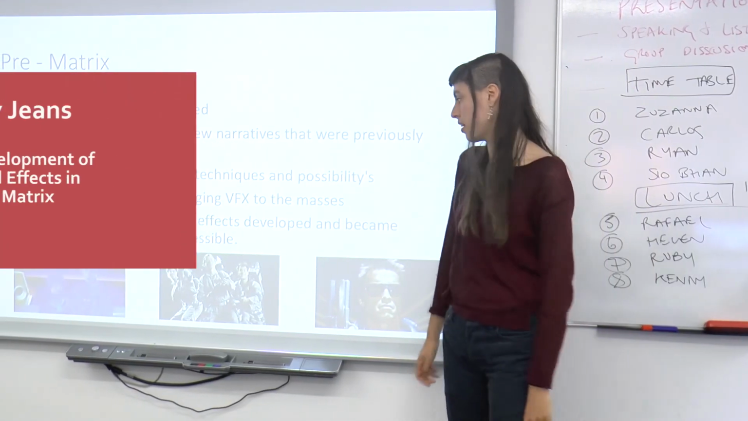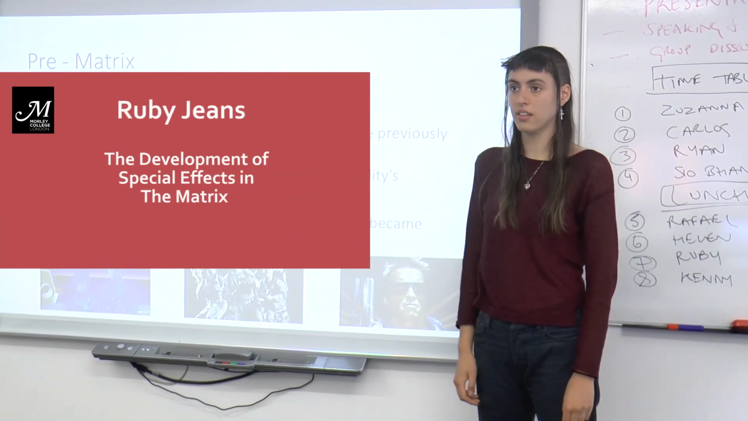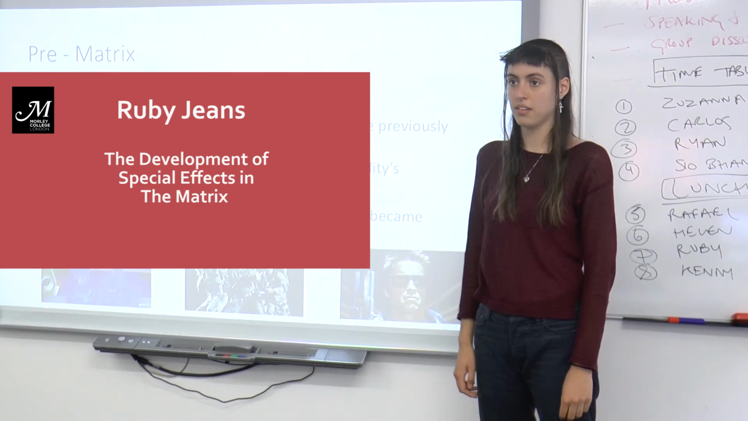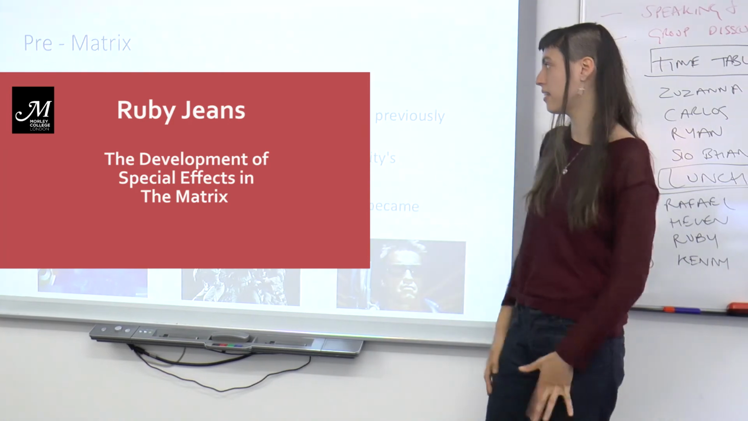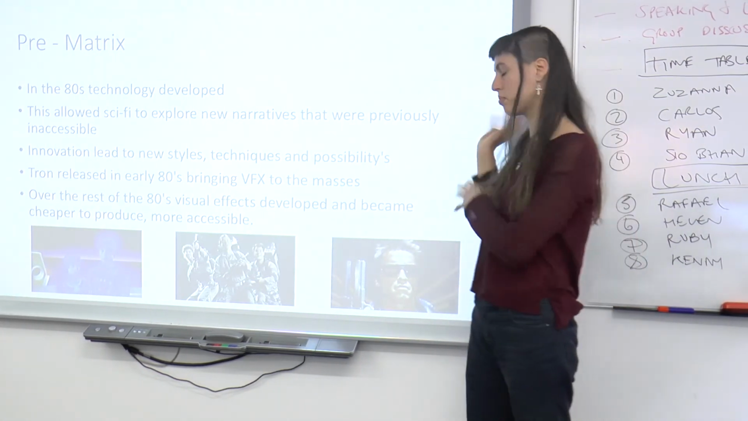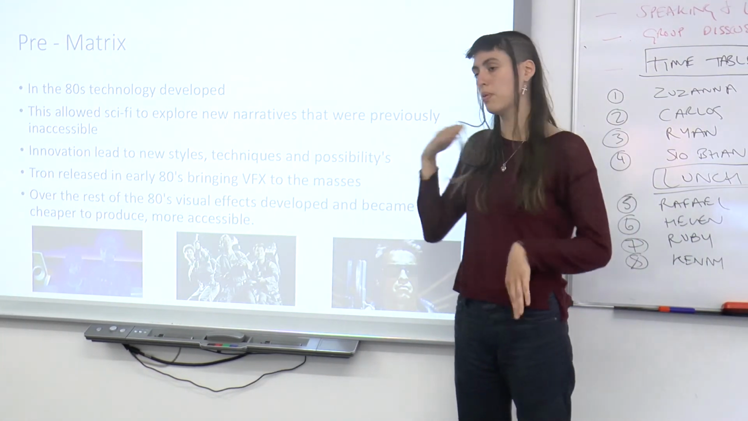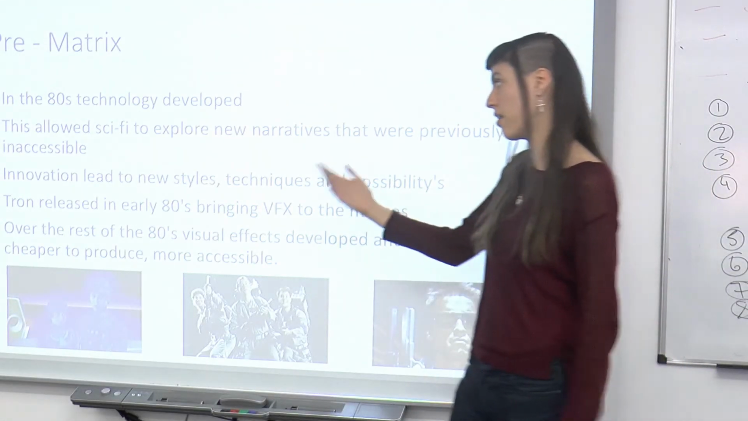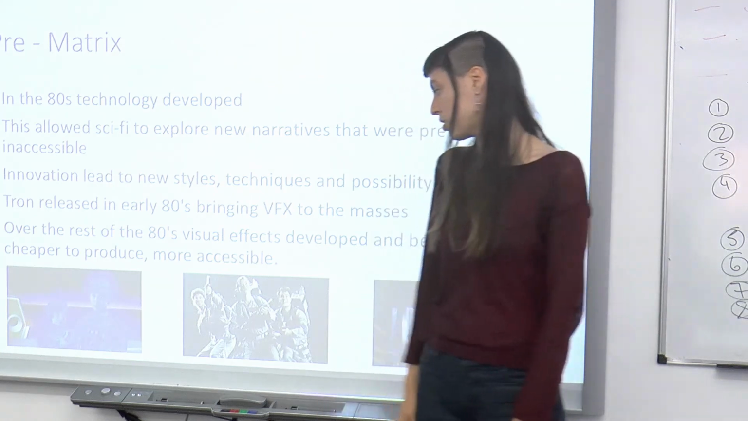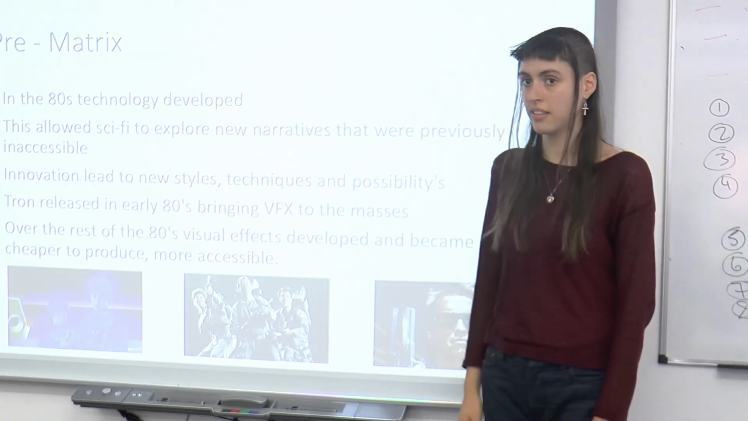So I'd say this ties in quite nicely to Helen's, as it happened around a similar kind of time and similar kind of elements played in. So just before The Matrix, what kind of preluded that happening is the beginning of technological advancement in CGI in the 80s.